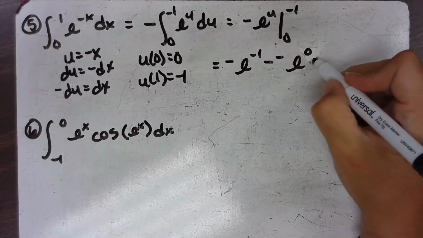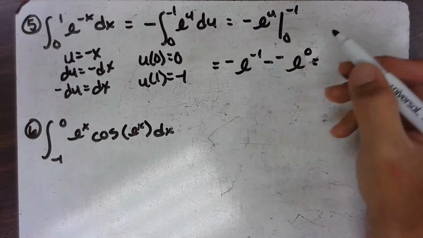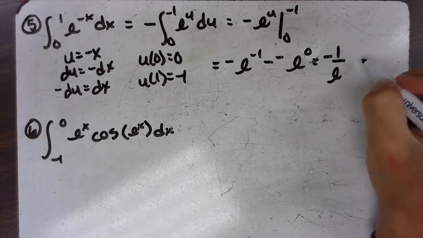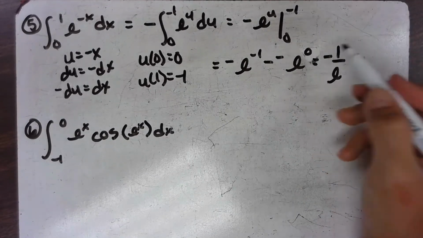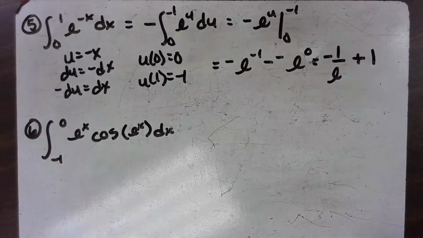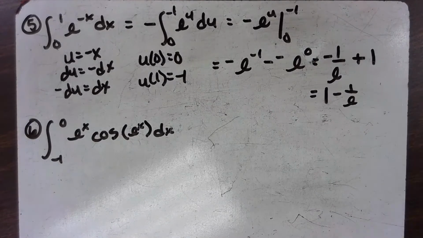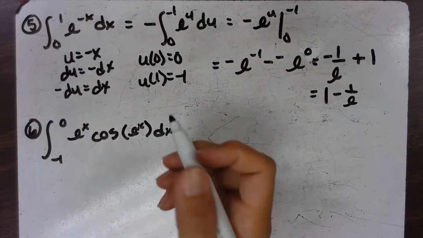All right, so let's go clean this up a bit. So this e to the -1 really makes -1 over e. And that makes plus, and then anything to the 0 power is 1. Okay, you may actually see it written as 1 minus 1 over e, like that. All right, moving right along.